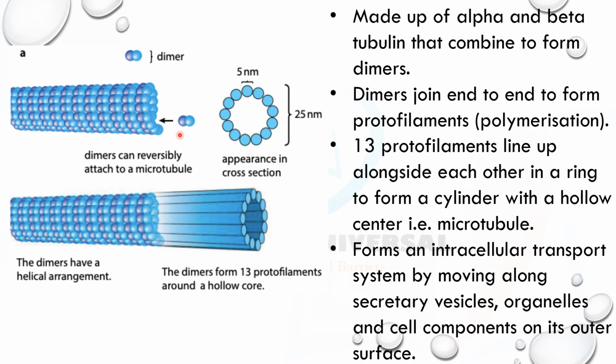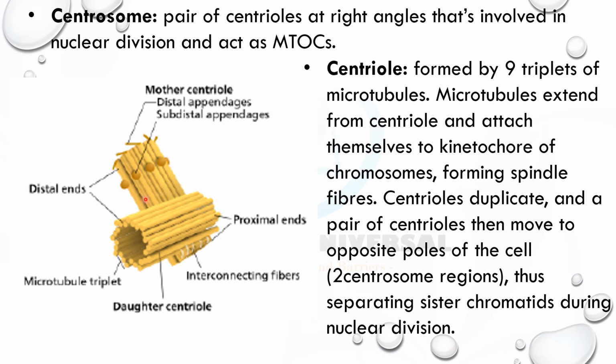The dimers are joined end to end to form protofilaments. You can see all of that. They form proteins which fold around this inner core to form a cylinder with a hollow center. So it forms an intracellular transport and support system by moving secretory vesicles along; that's the cytoskeleton. Organelles are moved by this intracellular transport system. Cell components on its surface are moved using ATP. All right, so that is what I'm trying to say.